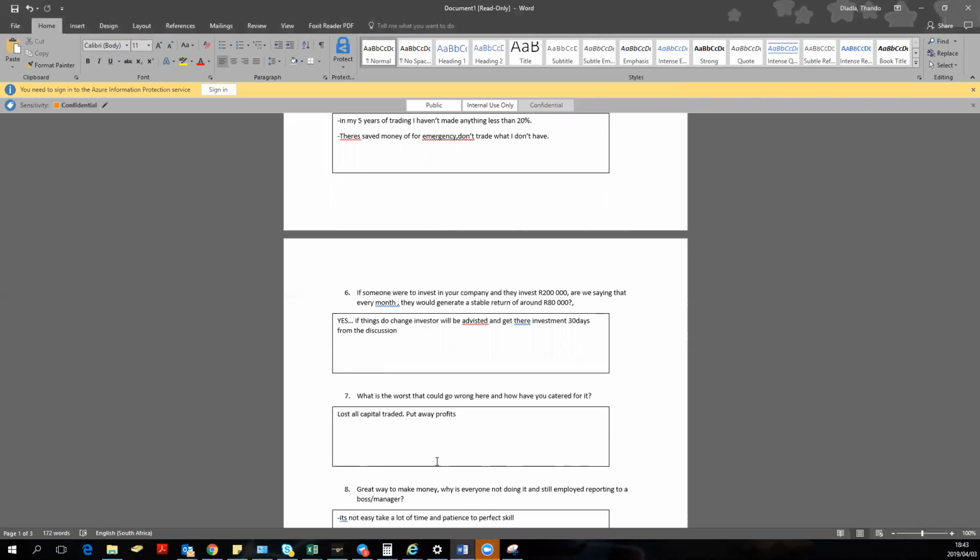Okay. The worst that could happen, number 7, what's the worst that could happen? The worst that may happen is that we lose the capital in the trading account, but the savings will always be there.